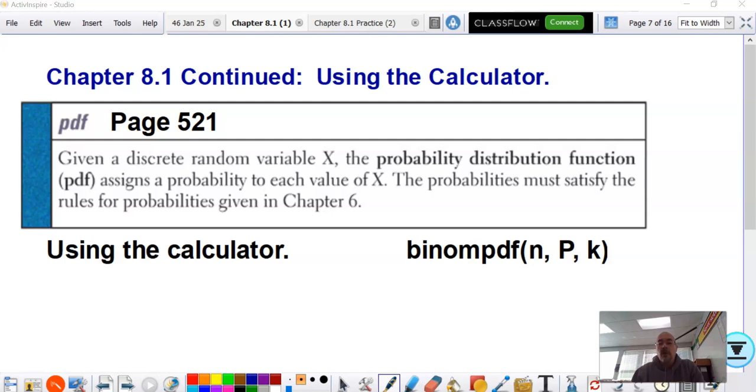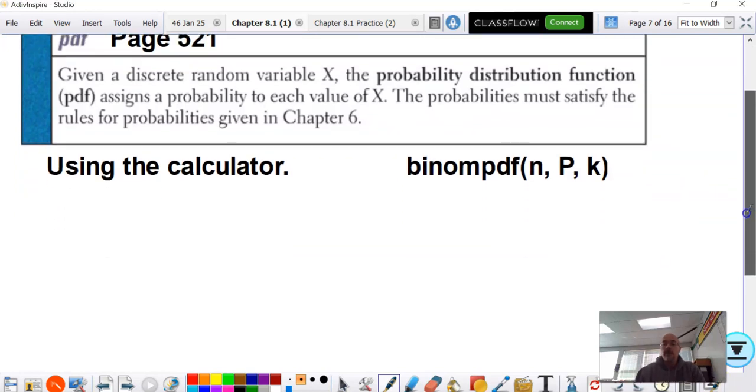So, first of all, given on page 521, PDF: given a discrete random variable x, the probability distribution function, PDF, assigns a probability to each value of x. Okay, remember what discrete means. Discrete means countable. The probability must satisfy the rules of probabilities given in chapter 6. So, using the calculator, binomial PDF.